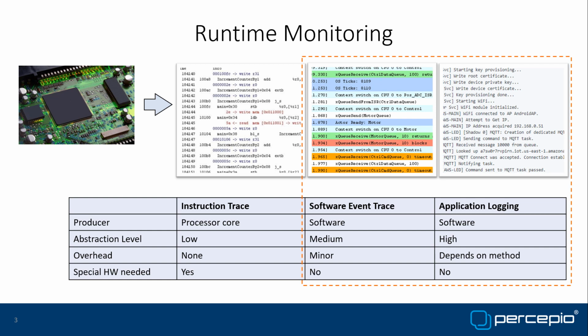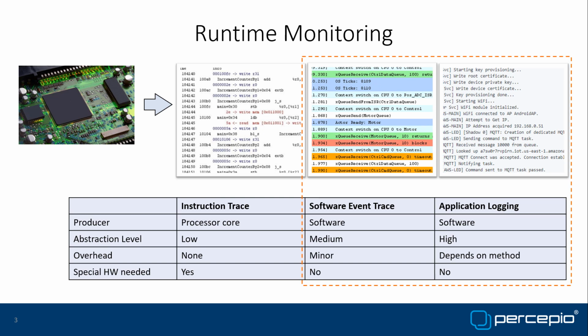A middle path is software event tracing. This has the flexibility of application logging, but is much faster, measured in microseconds per event. Moreover, the instrumentation is typically predefined within the RTOS or middleware APIs, so you don't have to insert a lot of printf statements in your code.